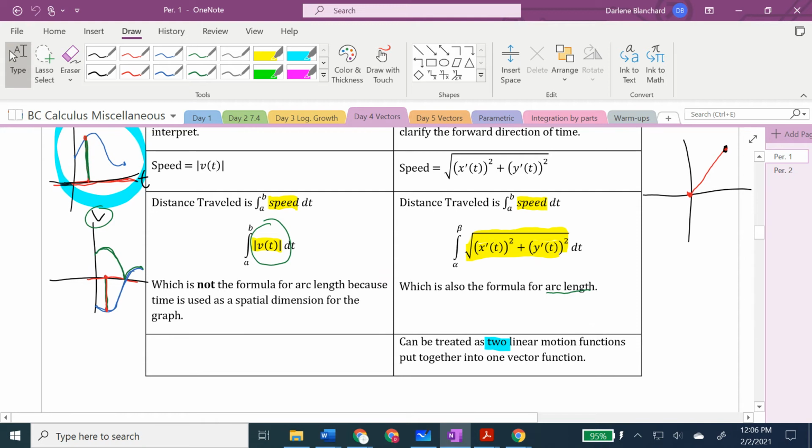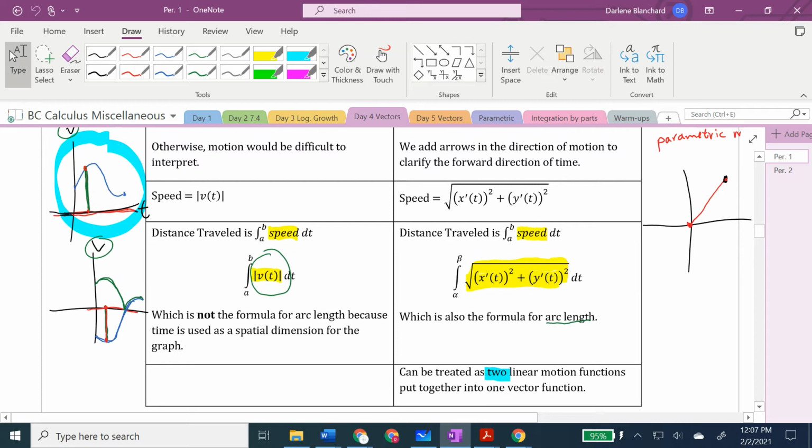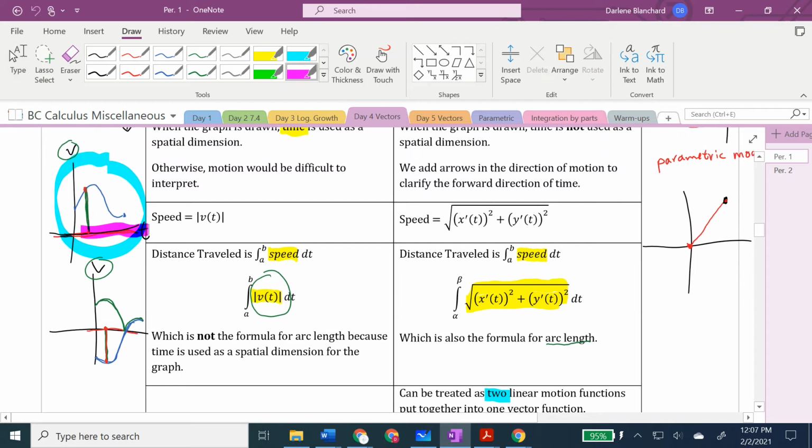When I'm dealing with parametric and vectors, arc length and distance traveled are the same thing because I actually get to see the literal path with a parametric or a vector valued function. But I want to make sure you're clear that the arc length formula for regular functions is not the same thing as distance traveled when we're looking at linear motion. And that's because when we graph our linear motions, we use time as a physical dimension.